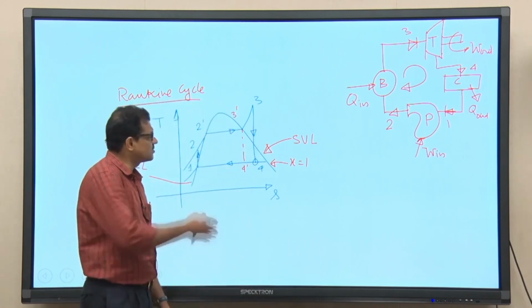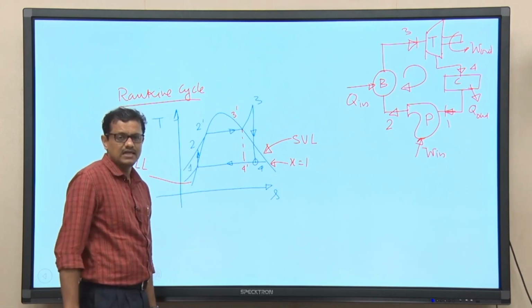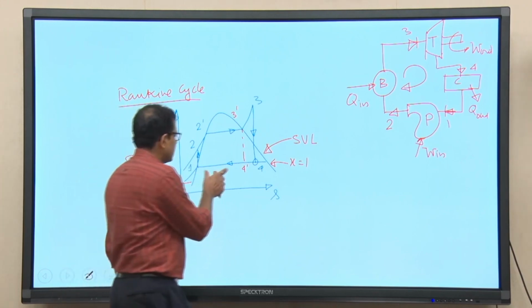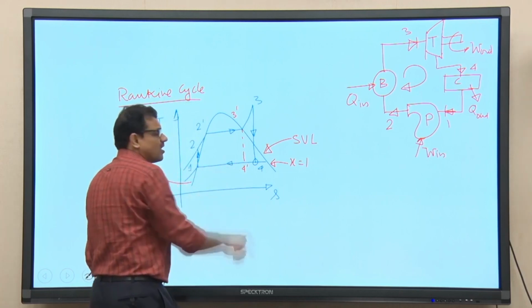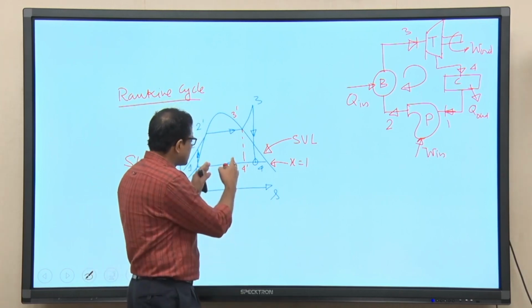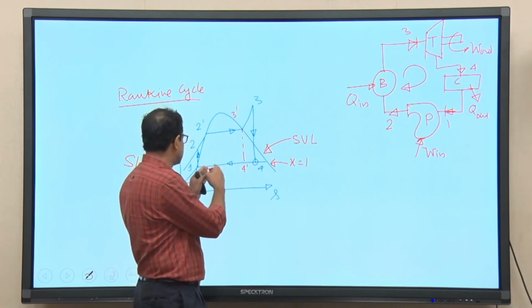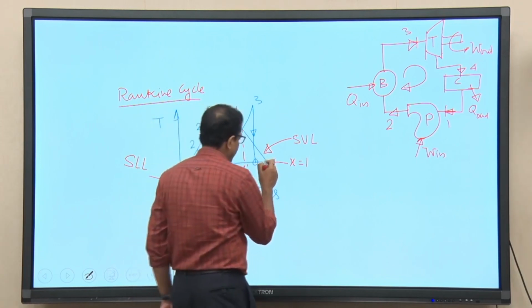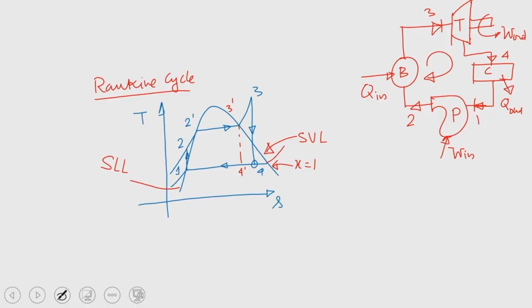In actual practice, the process will not be like this, some degree of irreversibility will be there. And finally, the heat rejection is again not at constant temperature, rather it is constant pressure heat rejection, that is this point. So, this pressure P3 equal to P2 equal to P boiler, and this pressure, that is P4 equal to P1, equal to P condenser. So, constant pressure heat rejection.